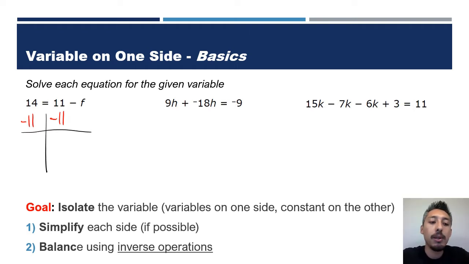So for this problem, on the left side, 14 minus 11 is going to be 3. And this should be equal to, on the right side, 11 minus 11, this cancels out.